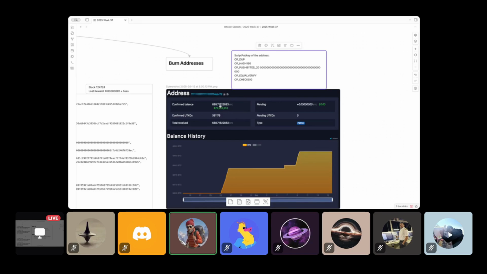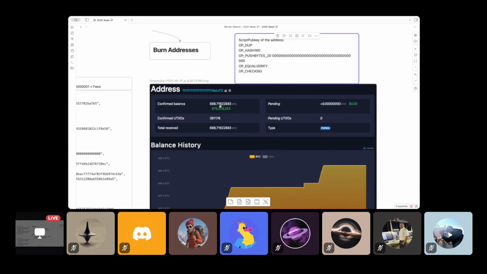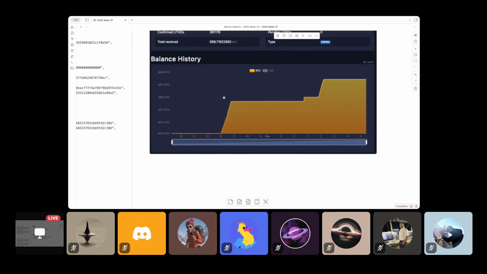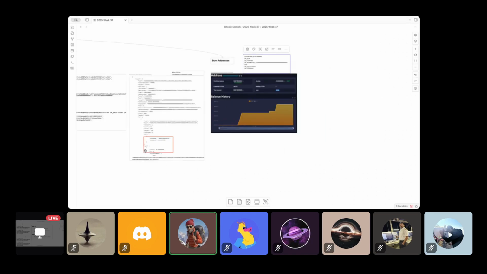As of today, there are like 688 BTC in this burn address. The last known transaction, I'm not sure who sent the last known BTC to this. So yeah.